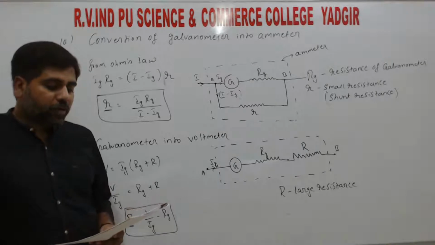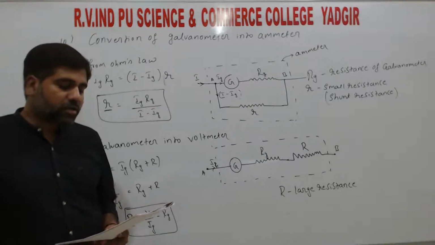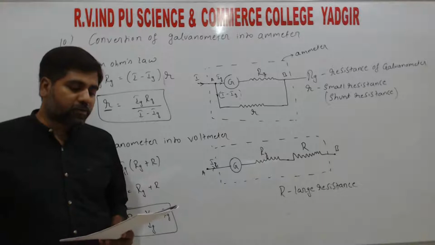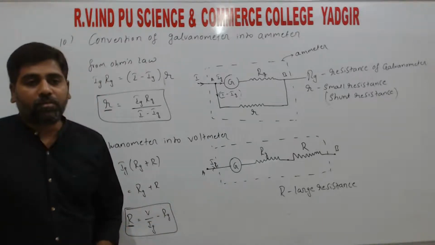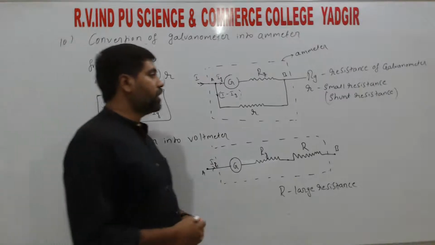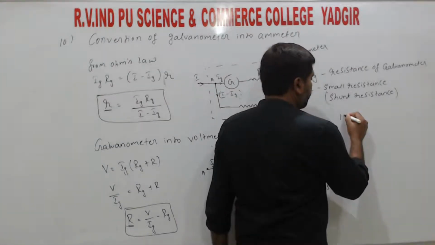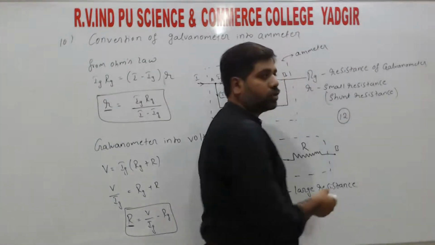Next, question number 12. Give an expression for the force acting on a charge moving in the magnetic field and explain the symbols. When does the force become maximum? That is a charge which is moving in a magnetic field, right? So that is question number 12.